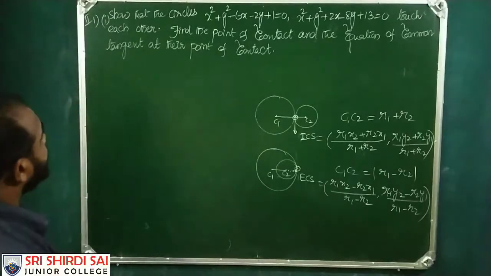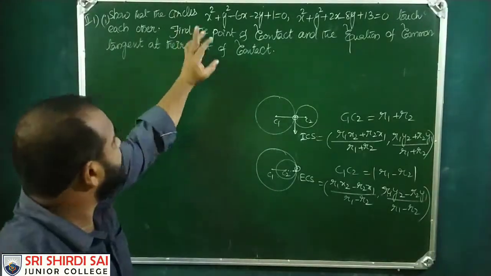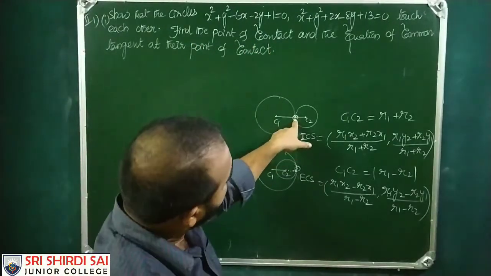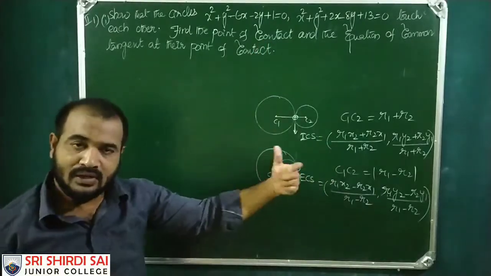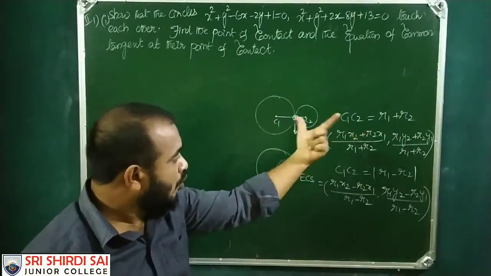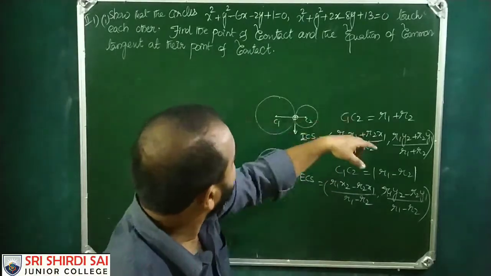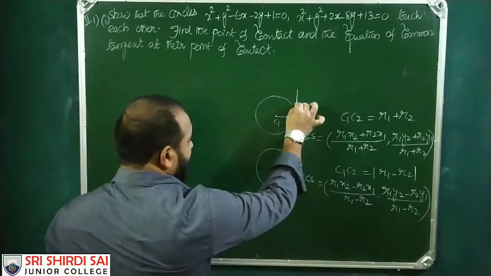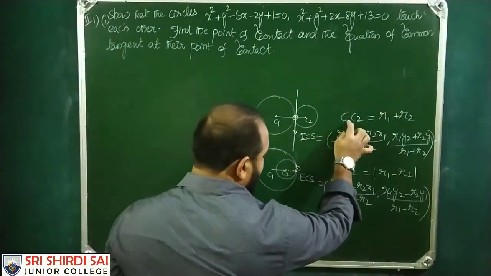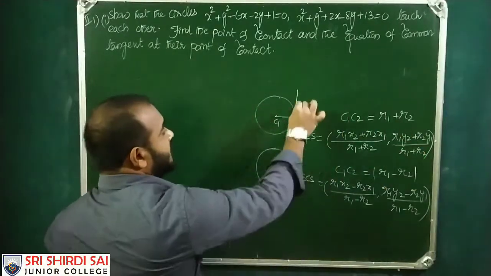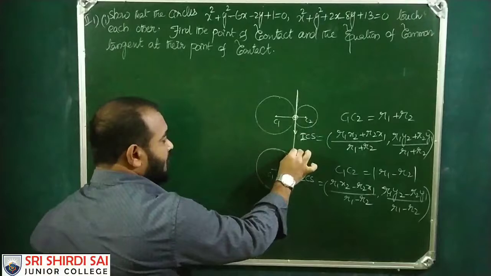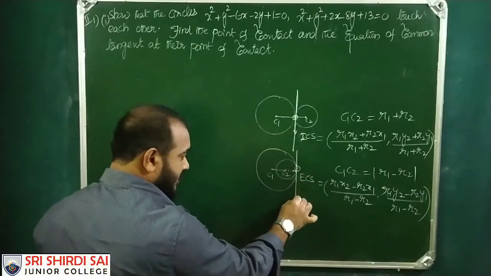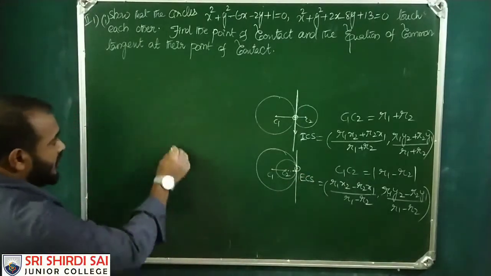So he is asking us to show the two circles touch each other and find the point of contact, which may be found out by this. And further, the equation of the common tangent at their point of contact. So if it satisfies C1C2 equals R1 plus R2, he is asking us to find the equation of this common tangent. Otherwise, if it satisfies this, then this is the common tangent he is asking. How? We have already discussed it.